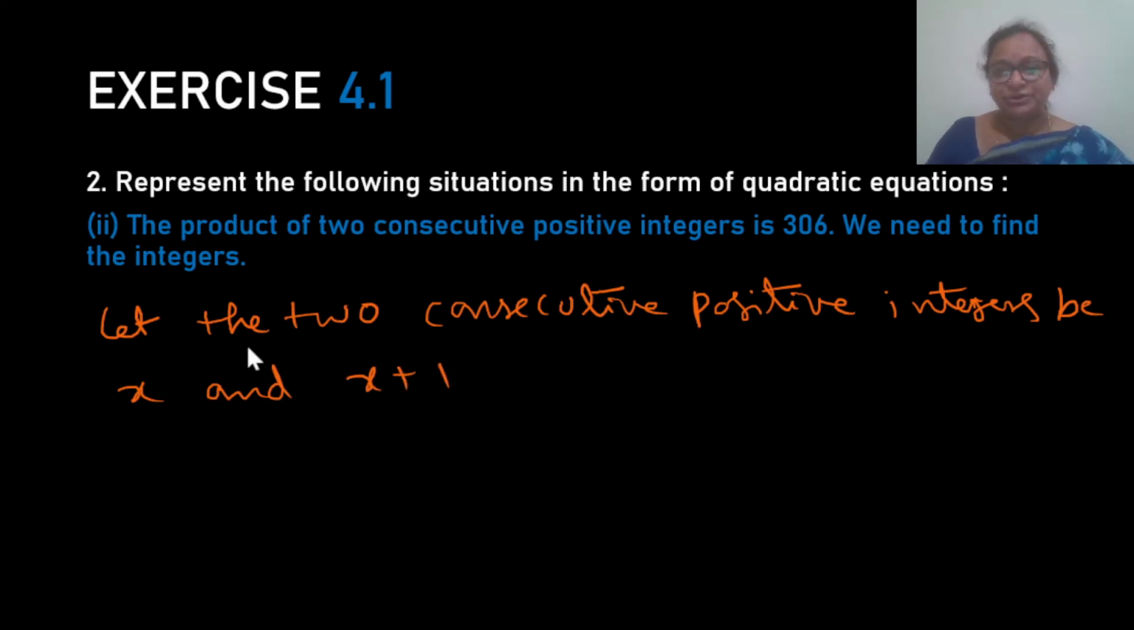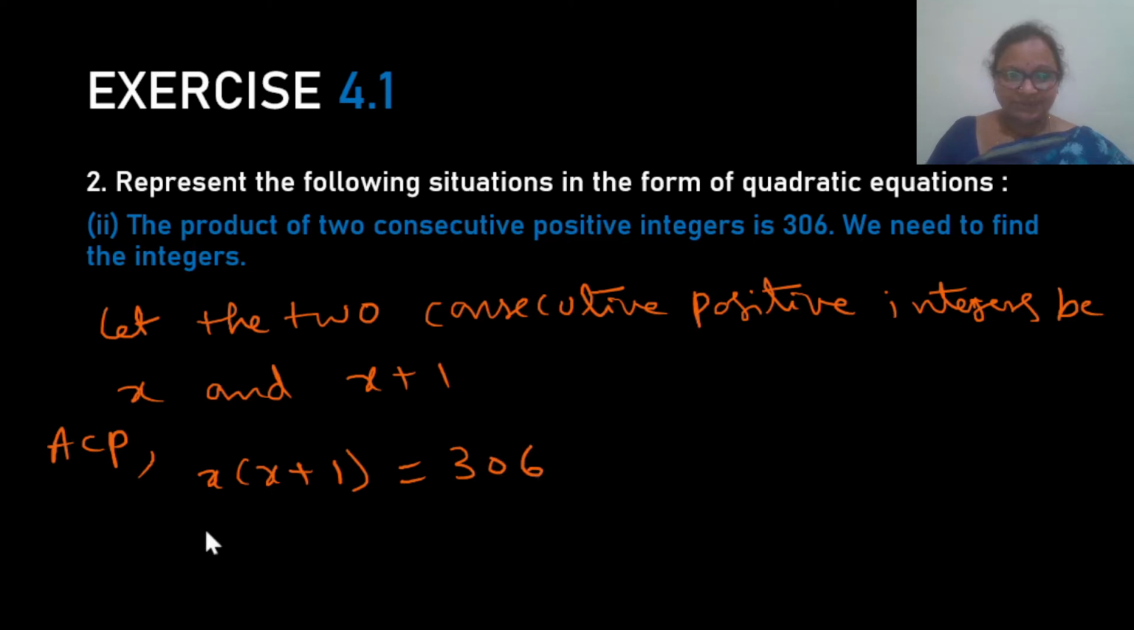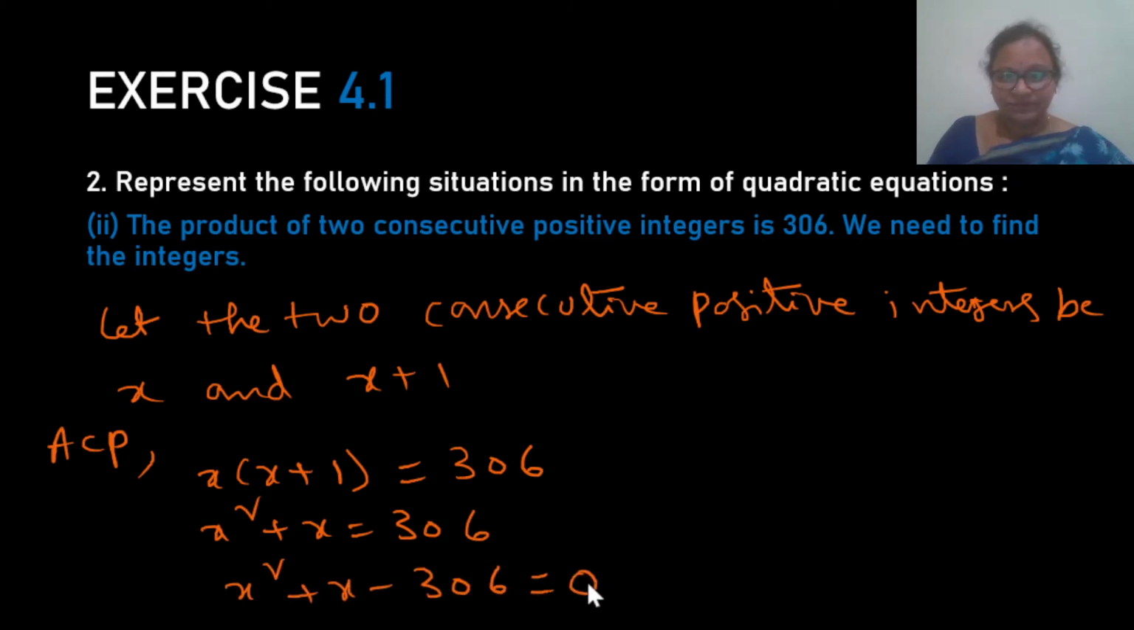What are consecutive numbers? The numbers whose difference is 1 are consecutive numbers. So here the consecutive positive integers are x and x plus 1. According to the problem, product of these numbers x into x plus 1 is equal to 306. So x square plus x is equal to 306. x square plus x minus 306 is equal to 0 is the required quadratic equation.